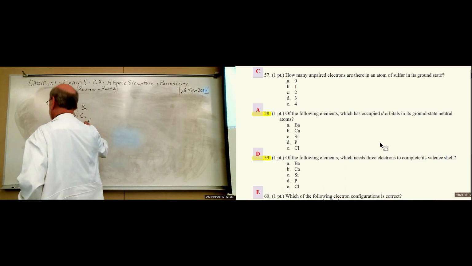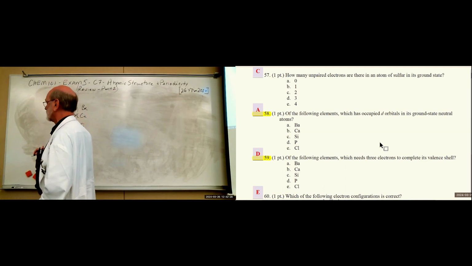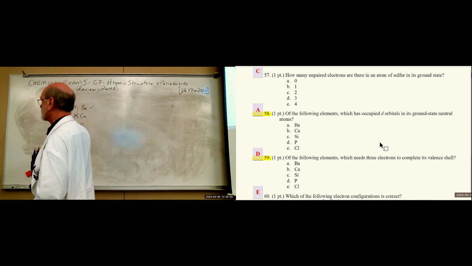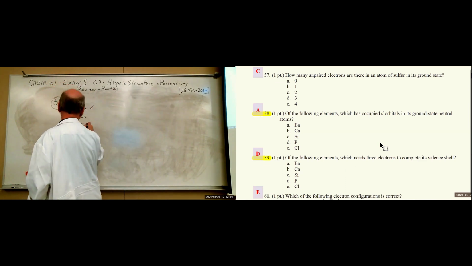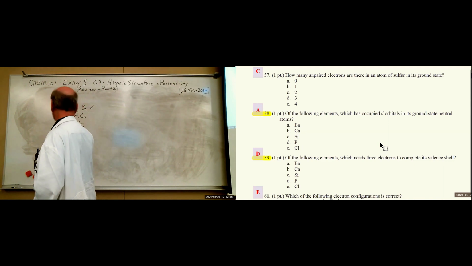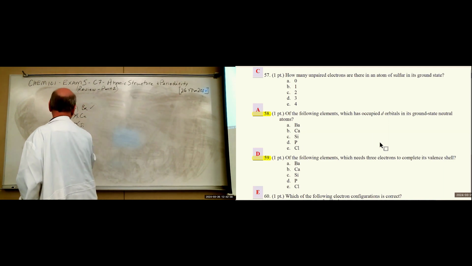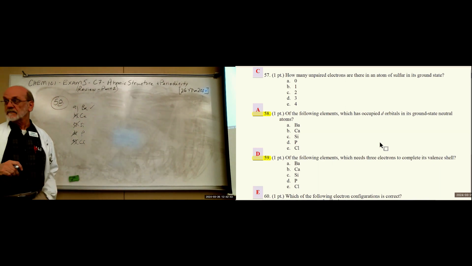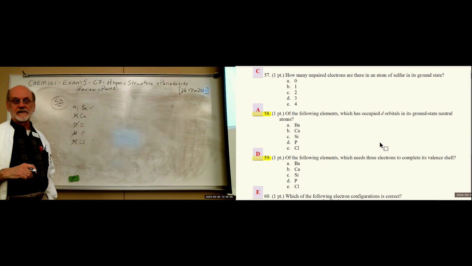So we have calcium, right? That one's out. Barium, oh, barium's a good one. Silicon's above, so it's out. Phosphorus is out. Chlorine's out. Barium is the only one that has d electrons in its ground state.